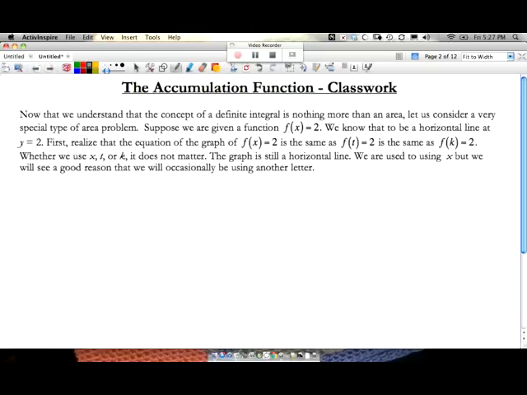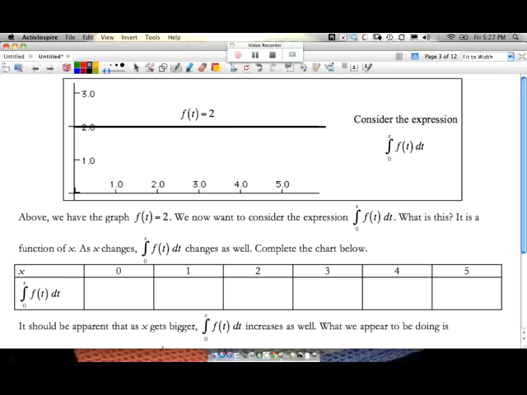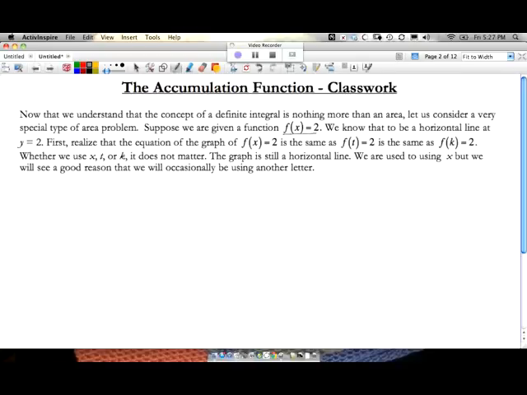The accumulation function. Okay, so we know that we're going to be given this function and it's right below where you guys are talking about. In fact, boom, there it is. We're going to say f of x equals 2. Now, just for argument's sake, it really doesn't matter what this letter is. In fact, that's just a horizontal line, y equals 2, or output equals 2, f of x equals 2, f of t equals 2, f of k equals 2. It does not matter, it's just a horizontal line. We're used to using x, but today you're going to see why it might be better to use something else.